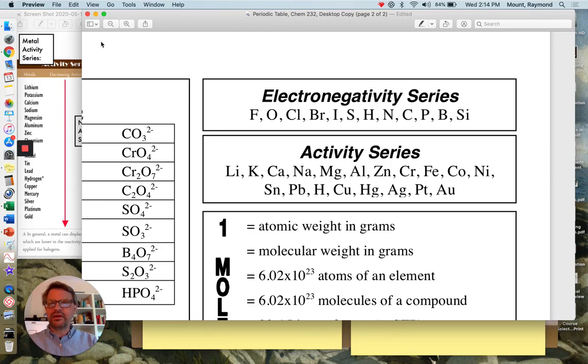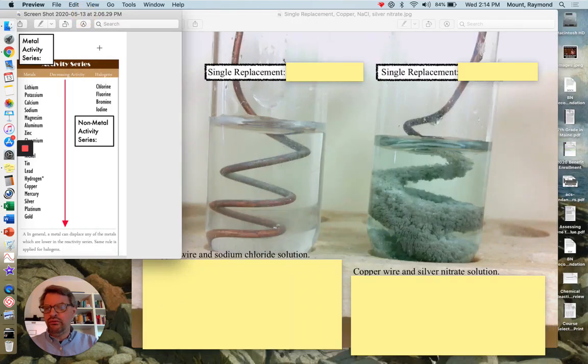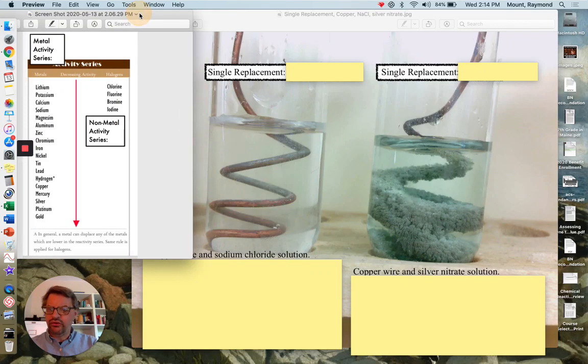So here's another view of the activity series right here, on the left of the screen. Again, lithium is the most active, and as you go down the list, metals become less active. Over here, we have a non-metal activity series with the halogens. Chlorine is the most active, iodine the least.